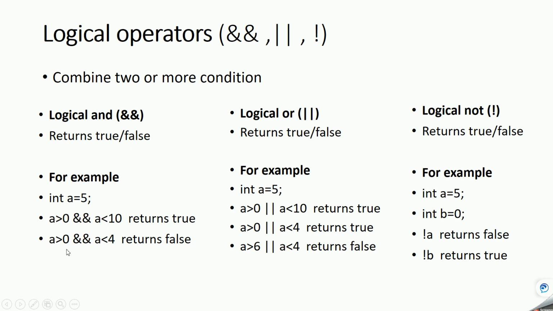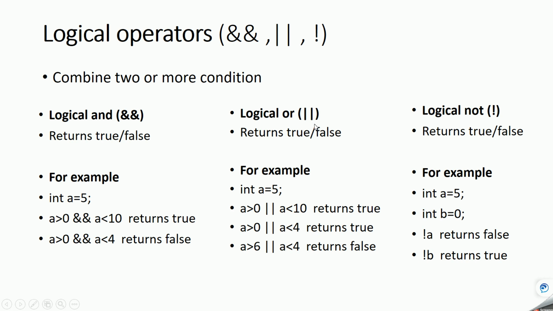But in this case we are checking whether the number is between 0 and 4. Here a is greater than 0, yes, 5 is greater than 0, this is true. But here a is 5, so 5 is less than 4, no, it is false. So this became true and this became false. Only one of them is true, so it will return false. Both have to be true in the case of logical AND. Whatever conditions we are combining, all the conditions have to be true. Let's see another logical operator called logical OR.